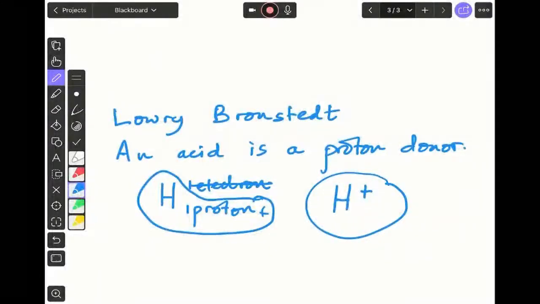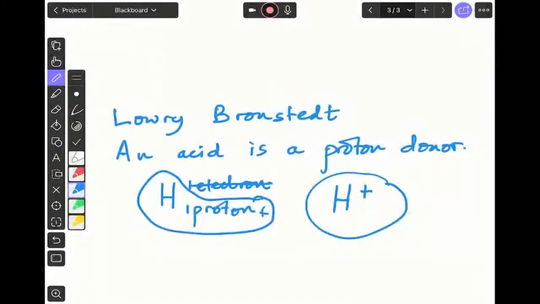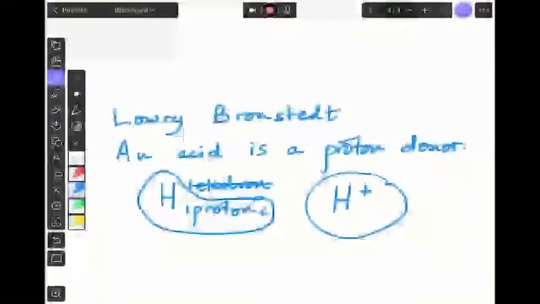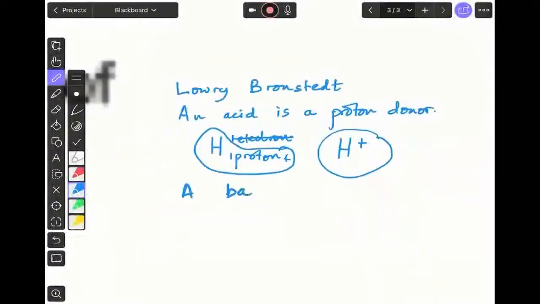So when we now look at the question, write the formula of 2 bases. Okay, so we know that an acid is a proton donor, a base is a proton acceptor.